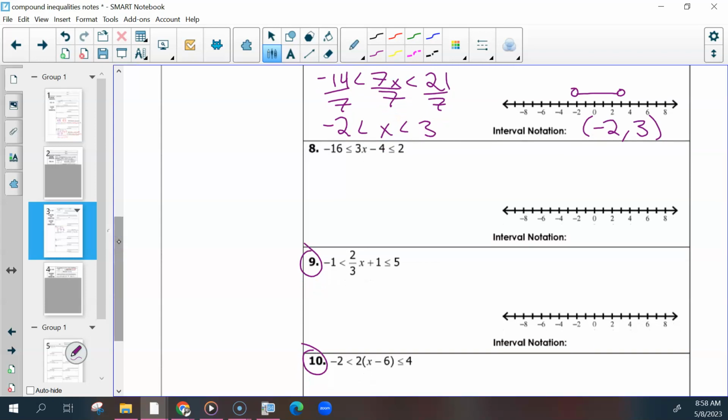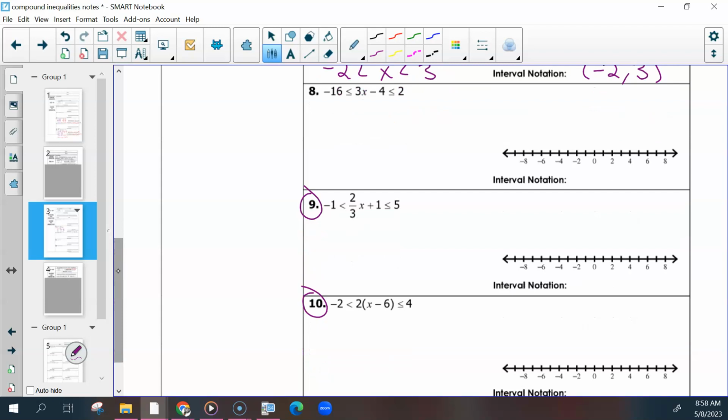For 9, what would be our first step? Subtract 1, always the opposite. To everywhere. We have -2 is less than 2 over 3x is less than or equal to 4. And then how would I get rid of the 2/3?